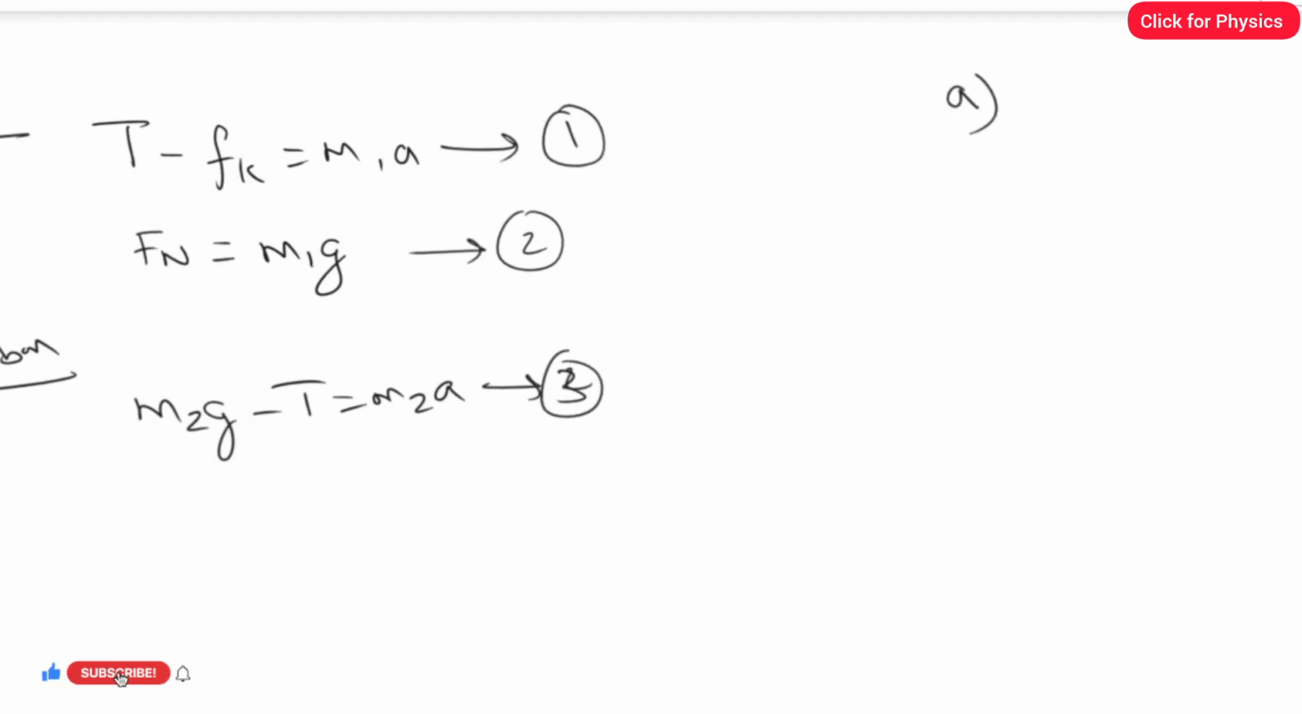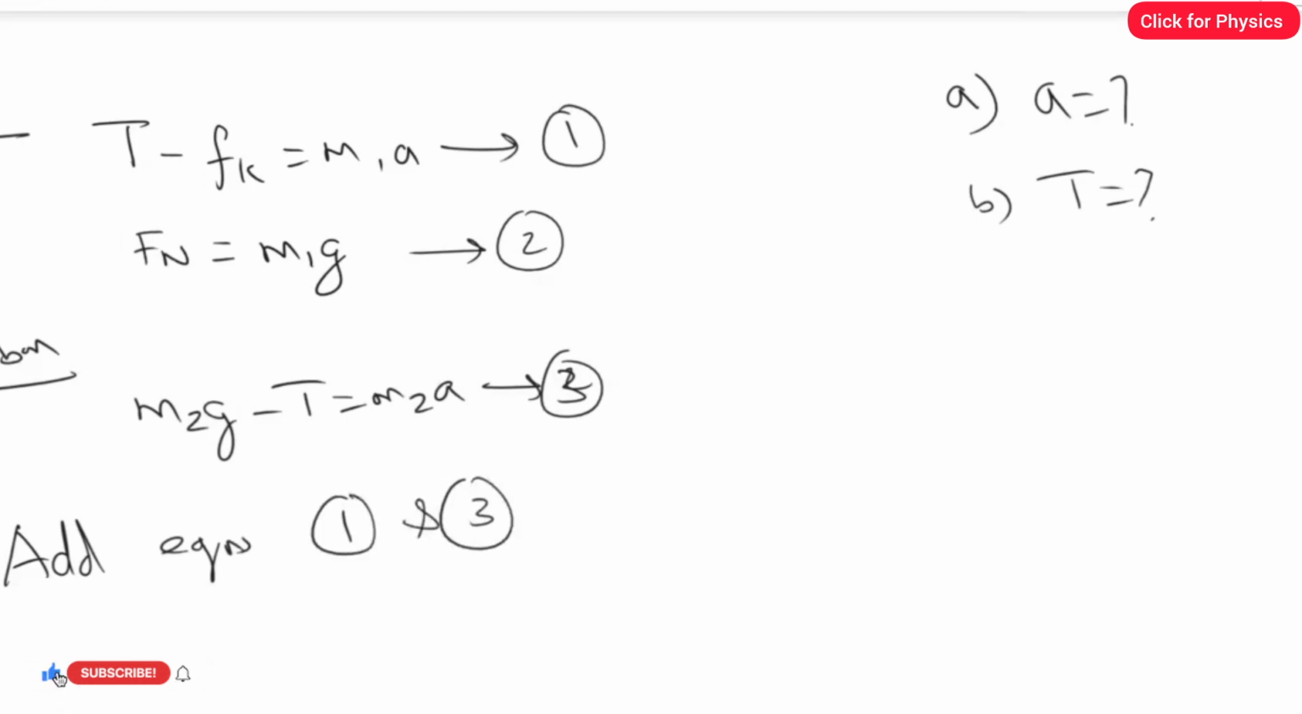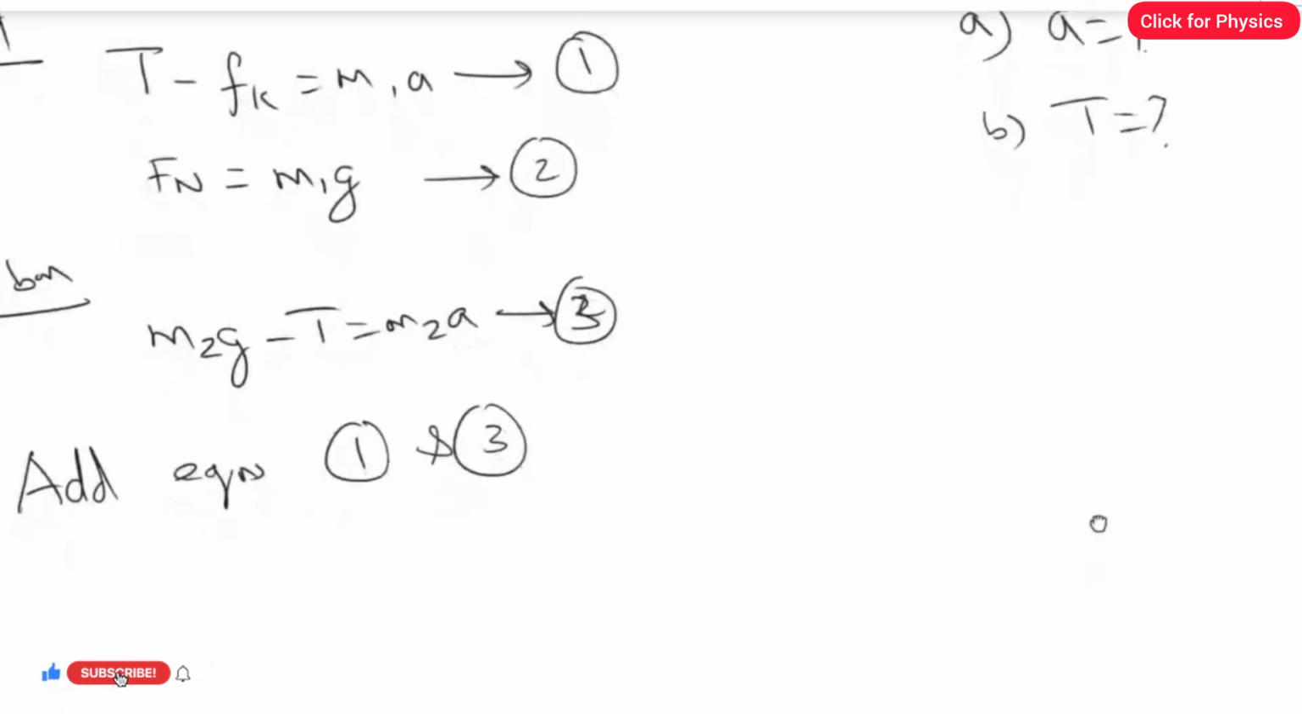In the first part, we have to find the answer for the acceleration, and in the second part we are going to find the answer for the tension. So let's find the value for the acceleration first. For that, I am going to take equation 1 as well as equation 3, and then add equations 1 and 3, both left hand side and right hand side.